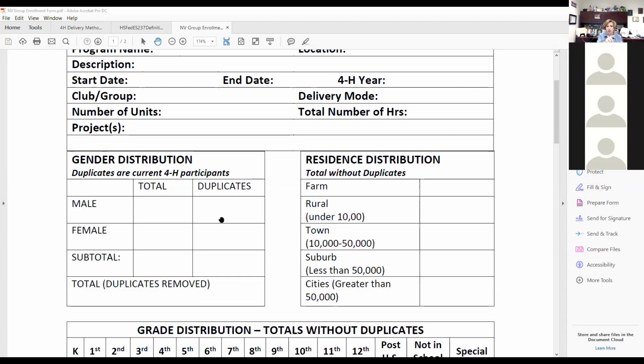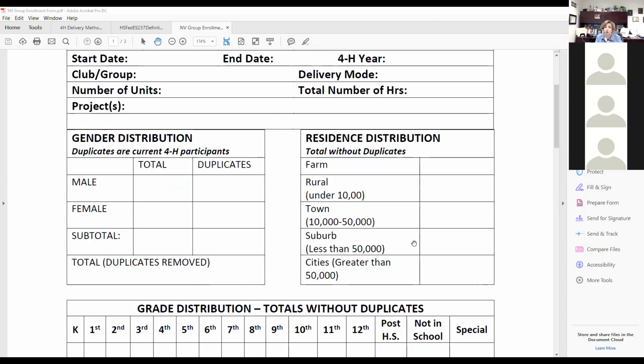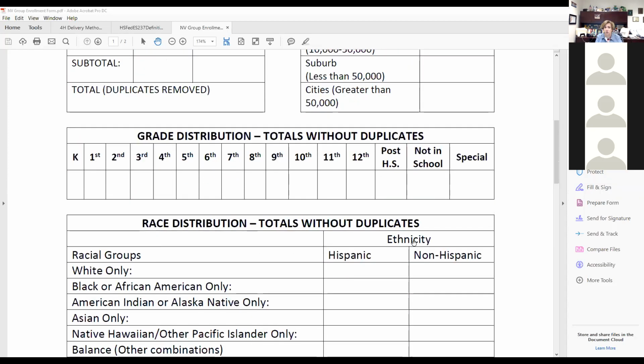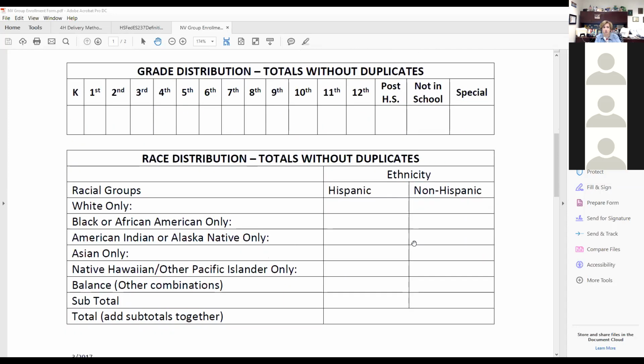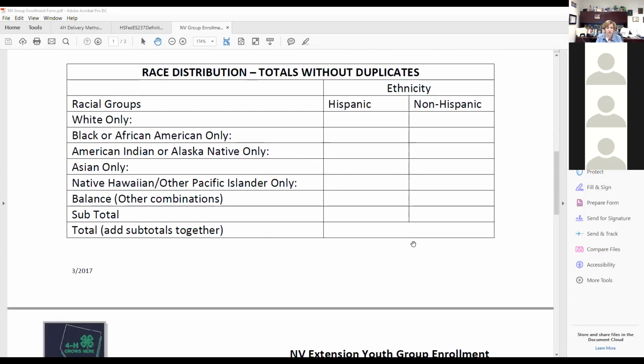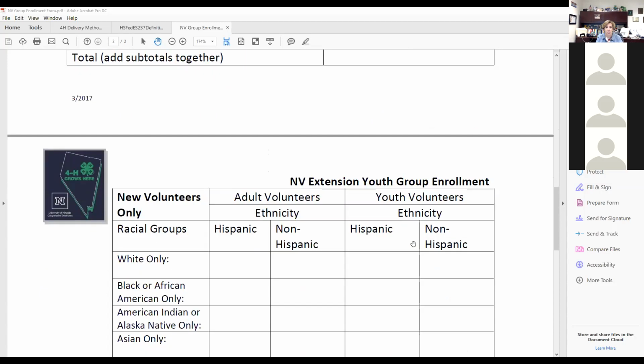So you would put 15 total, and say they were all male, 15 male, and 10 of those would be duplicates. That's where this duplicate number comes in. You would put in the residence distribution without your duplicates. Your grades would also be without your duplicates, and the same with your racial distribution.